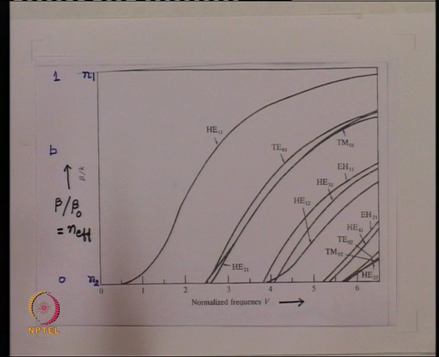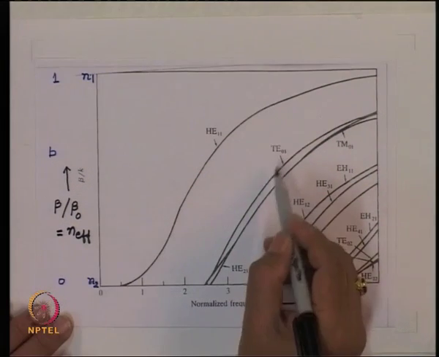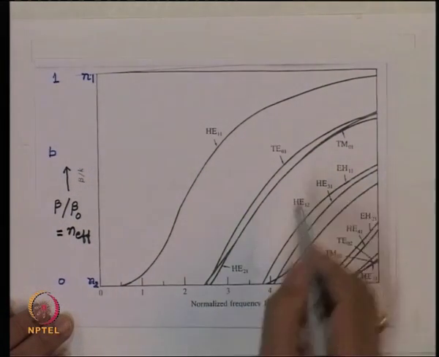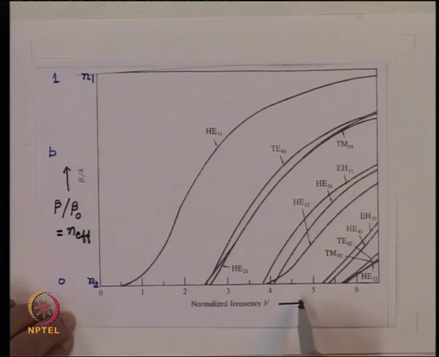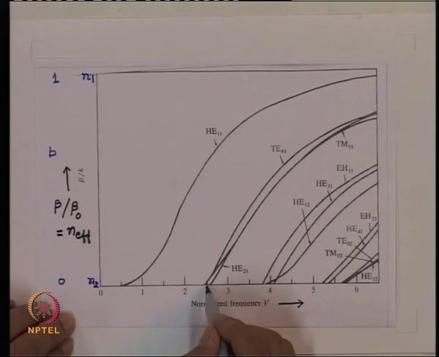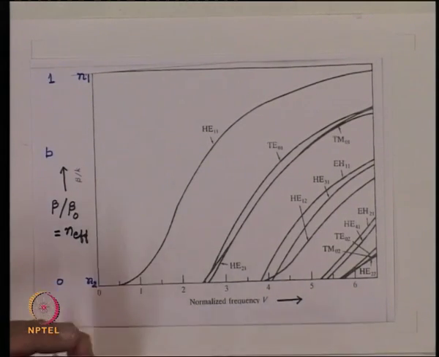Whereas, if I consider a mode TE01 mode, which is the first mode in transverse electric, or TM01 mode, then the V number has to be greater than certain value, and this quantity here is 2.4. What is special about 2.4? 2.4 is the first root of J0 Bessel function. So, the cutoff for the TE or TM is given by the roots of J0 Bessel functions.